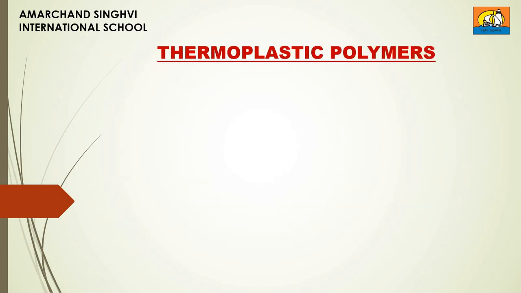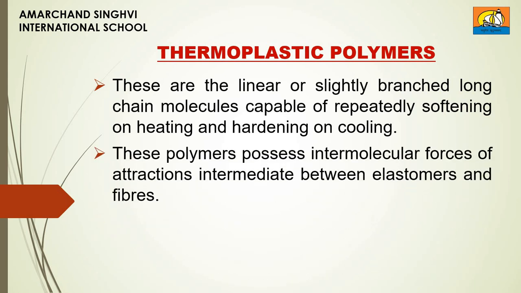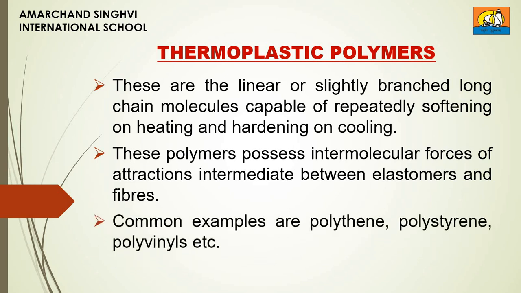Let's discuss thermoplastic polymers. These are the linear or slightly branched long chain molecules capable of repeatedly softening on heating and hardening on cooling. So when they are heated, they become soft, and when they are cooled, they become hard. These polymers possess intermolecular forces of attraction which are intermediate between elastomers and fibers. Common examples are polythene, polystyrene, polyvinyls, etc.